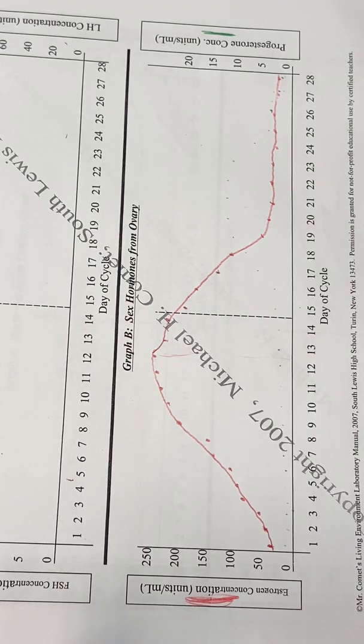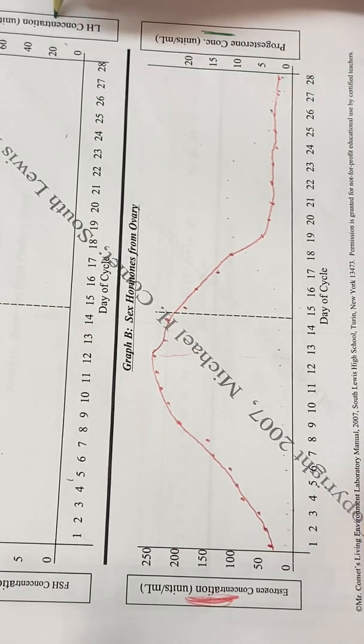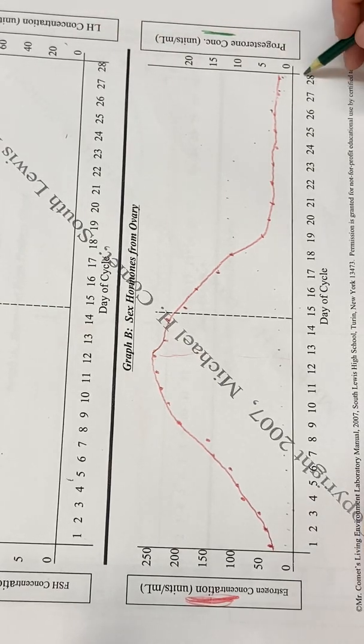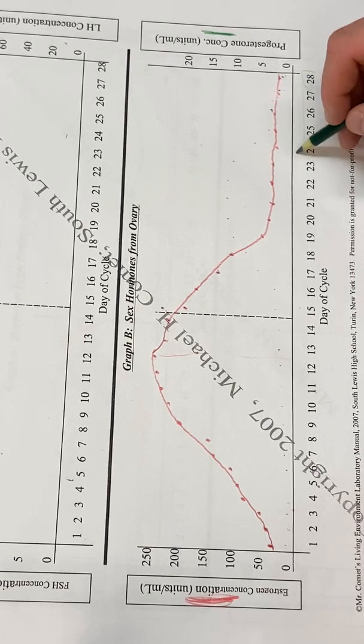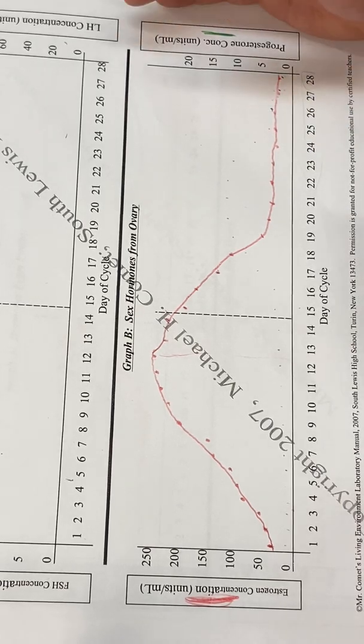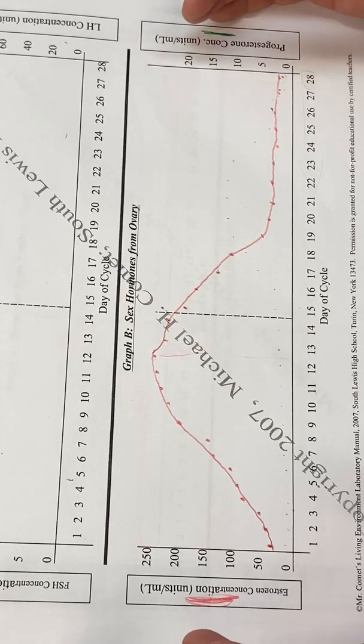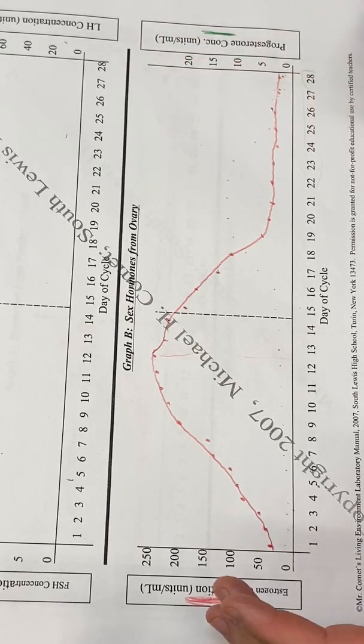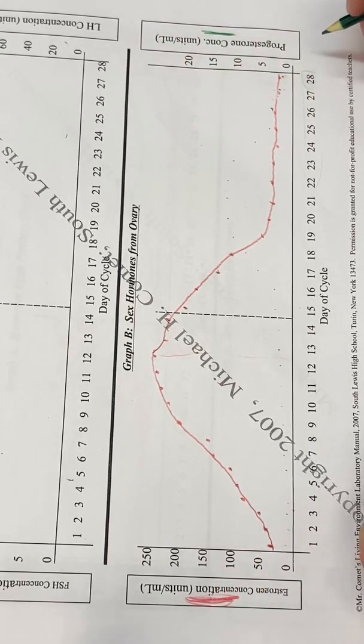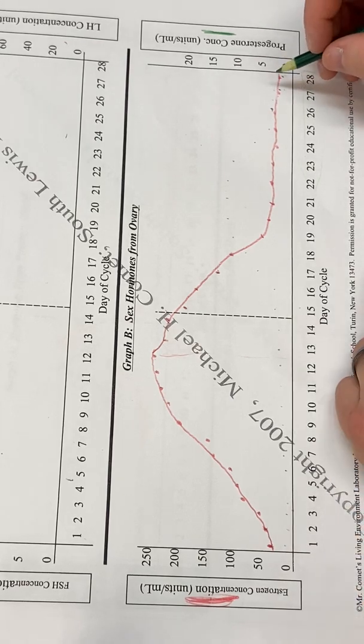And now the last graph, which is the progesterone graph. The progesterone graph, much like the LH graph, is going from day 28 to day 1. In other words, going from right to left. Once again, kind of awkward, but we're going to do it. We can do it. Here we go. I've already pre-populated the data.